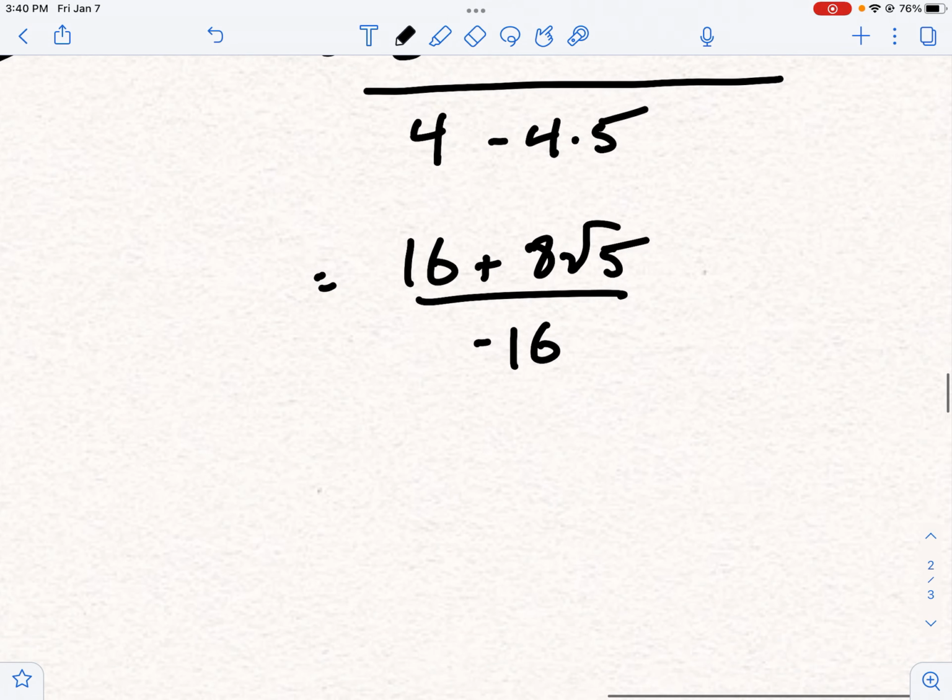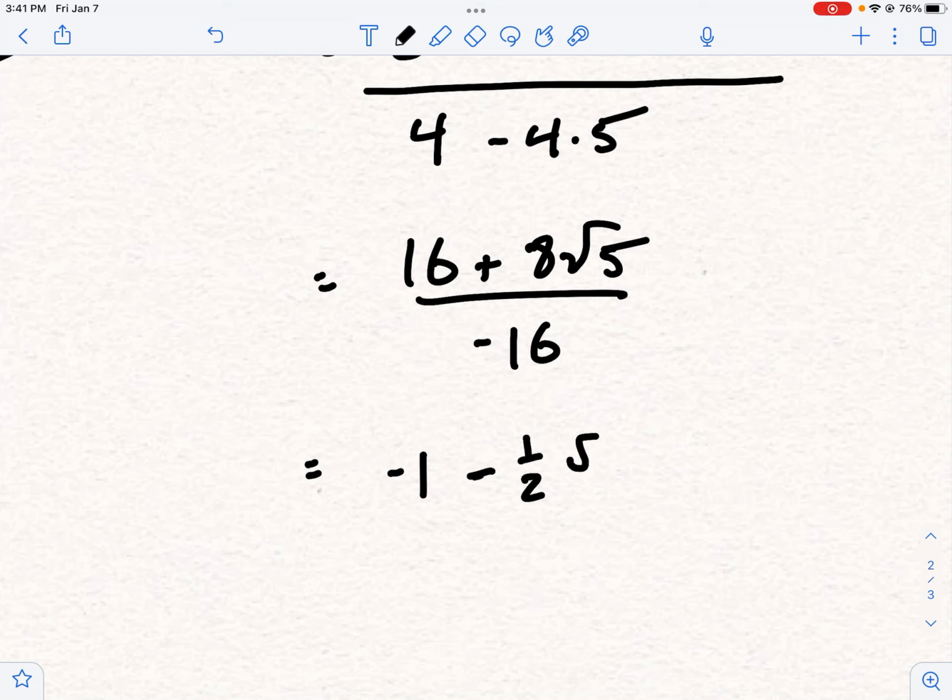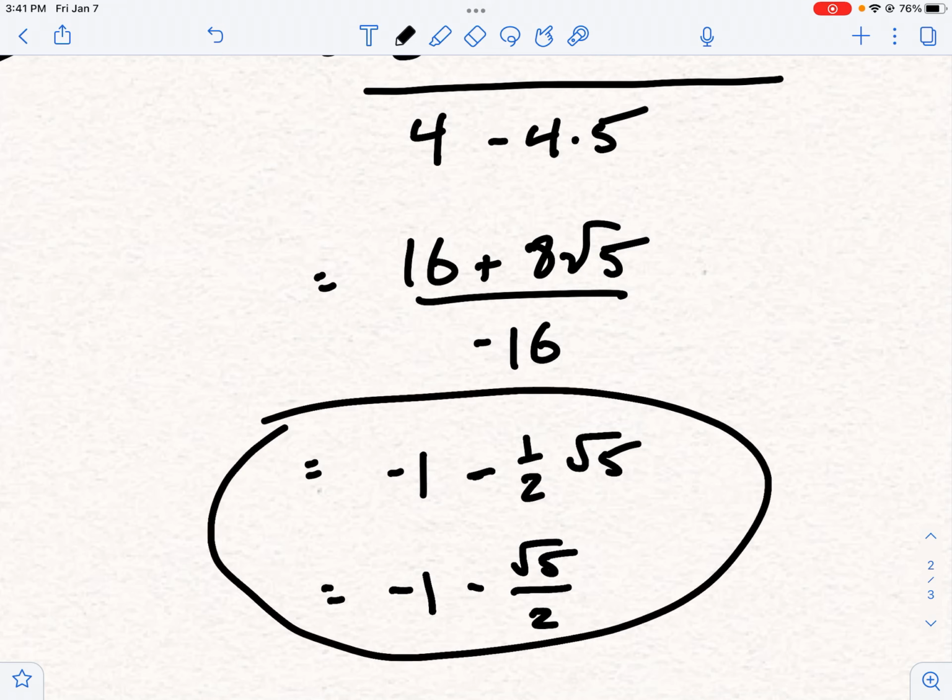And this is the second time in a row we're going to be able to simplify. I don't know that we're always going to be able to, but it seems to be happening for us here. So 16 divided by negative 16, and 8 divided by 16 is 1/2 roots of 5. So a couple different ways you can write that: negative 1 minus root of 5 over 2. Either one of those is pretty nice. All right, I'll circle them both because they both mean the same thing. If I were choosing, I'd probably pick that one.